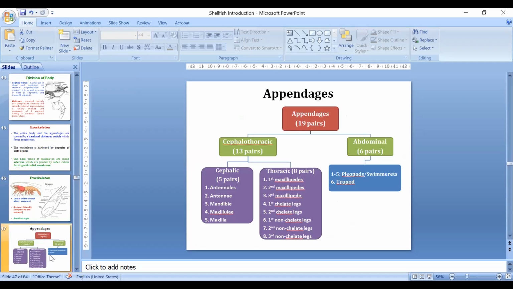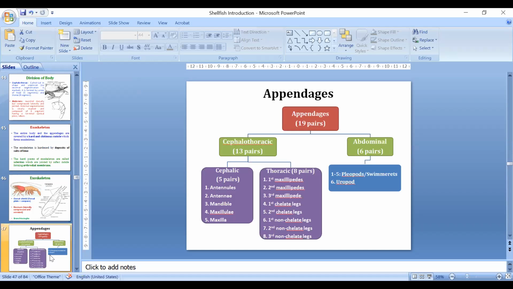Now we will talk about the appendages. As I have told, in prawns, or in arthropod animals generally, each segment of the body bears appendages. Here I have told there are 19 segments in the prawn.